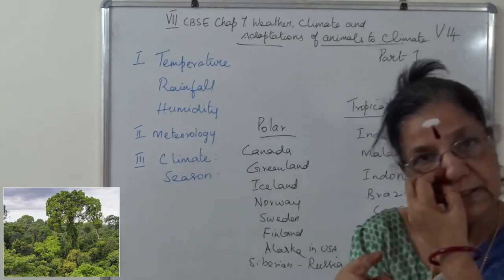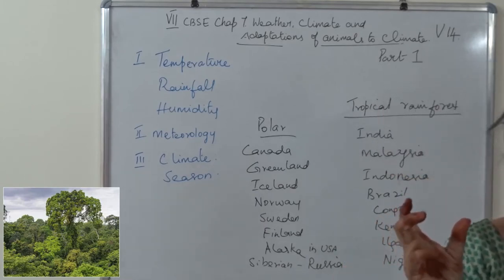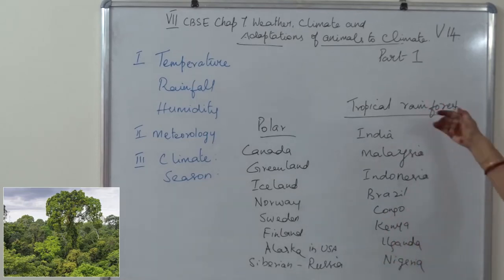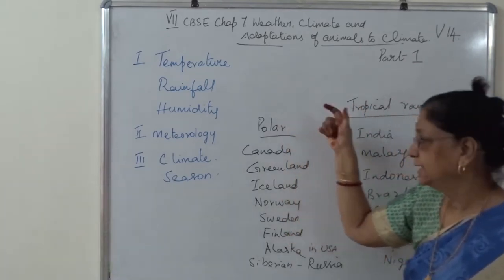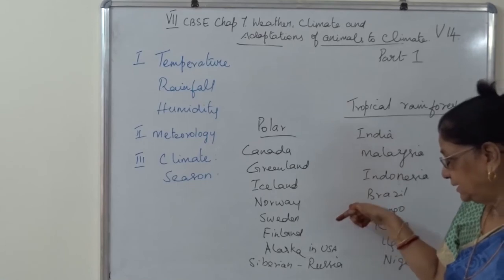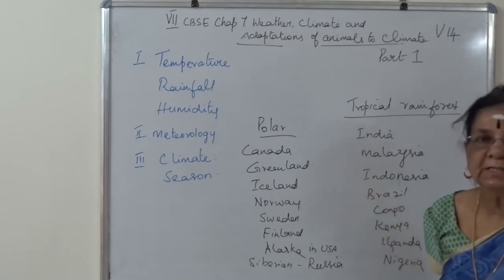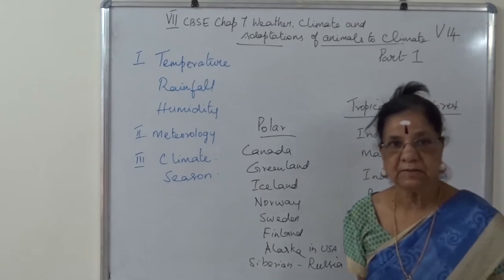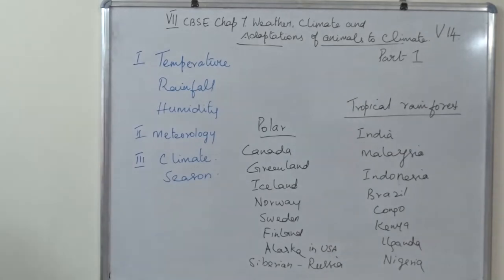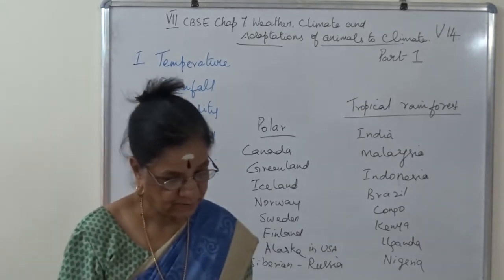So in a globe, in an earth, the equator portion is tropical region with these countries: India, Malaysia, Indonesia, Brazil, Congo, Kenya, Uganda and Nigeria. Whereas polar portion, Canada, Greenland, Iceland, Norway, Sweden, Finland, Alaska in USA, and Siberia in Russia. I hope you are able to follow this. So this is for the places.